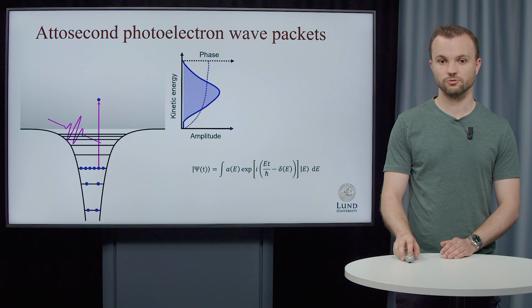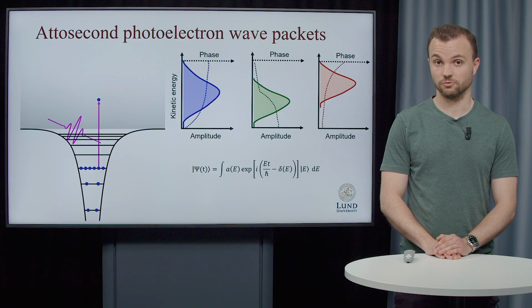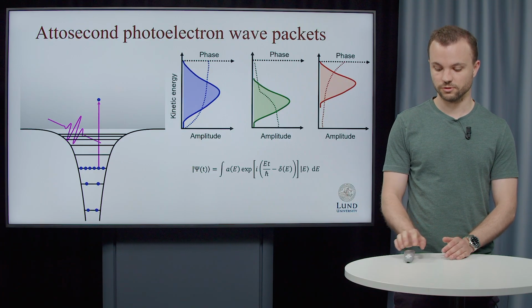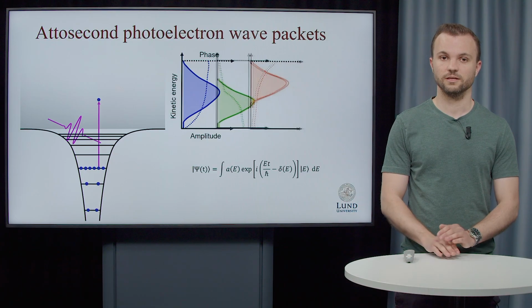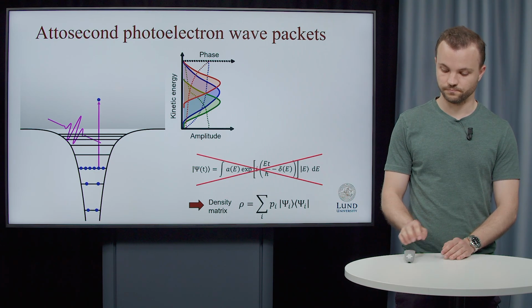However, in many situations, the ionization process can lead to the formation of multiple electron wave packets associated to different ionic states. In this case, if we do not resolve the final ionic state, these different wave packets overlap incoherently, and it is no longer possible to describe the electron using the wave function formalism. In this case, we need to move on to the density matrix formalism.